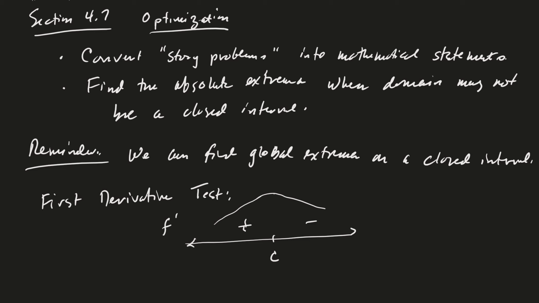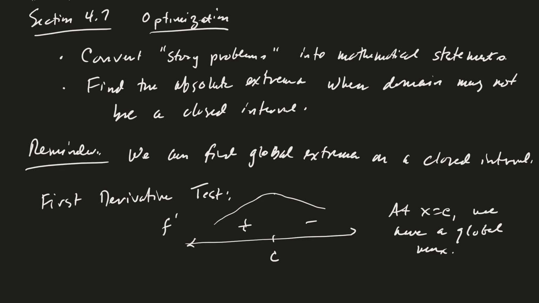And so you could say then that at x equals c, we have a global max, right? Because if the function is always increasing on this side, or always positive on this side, and always negative on this side, right, then the highest point must be at point C.